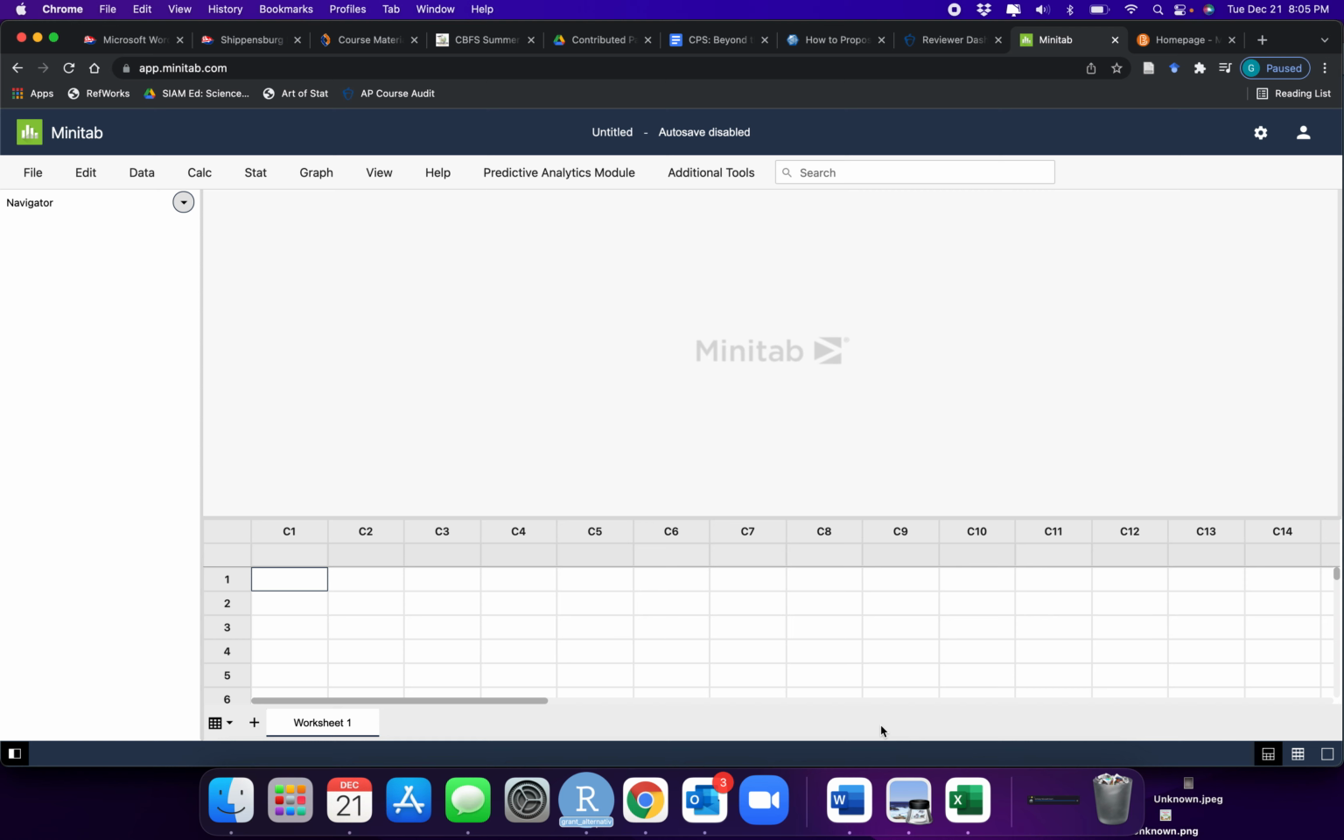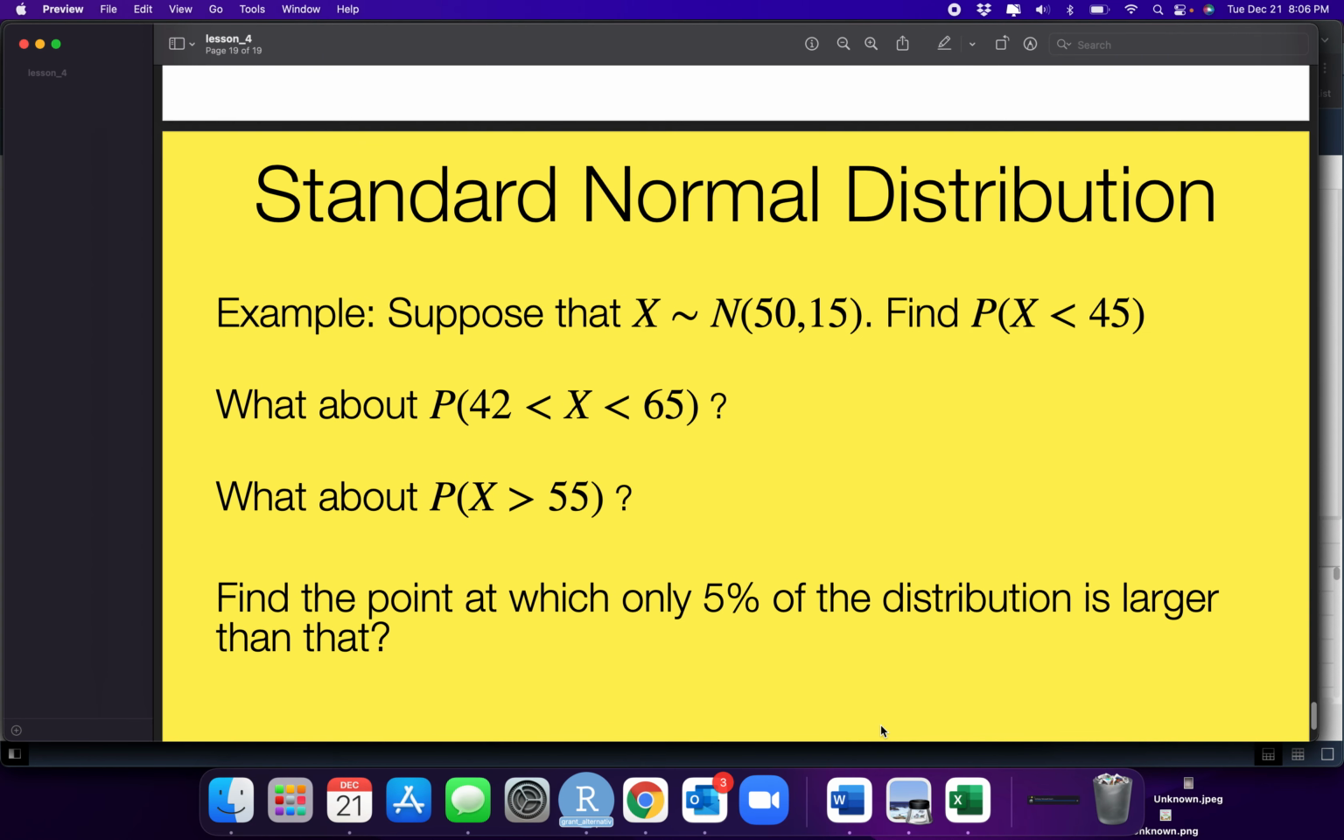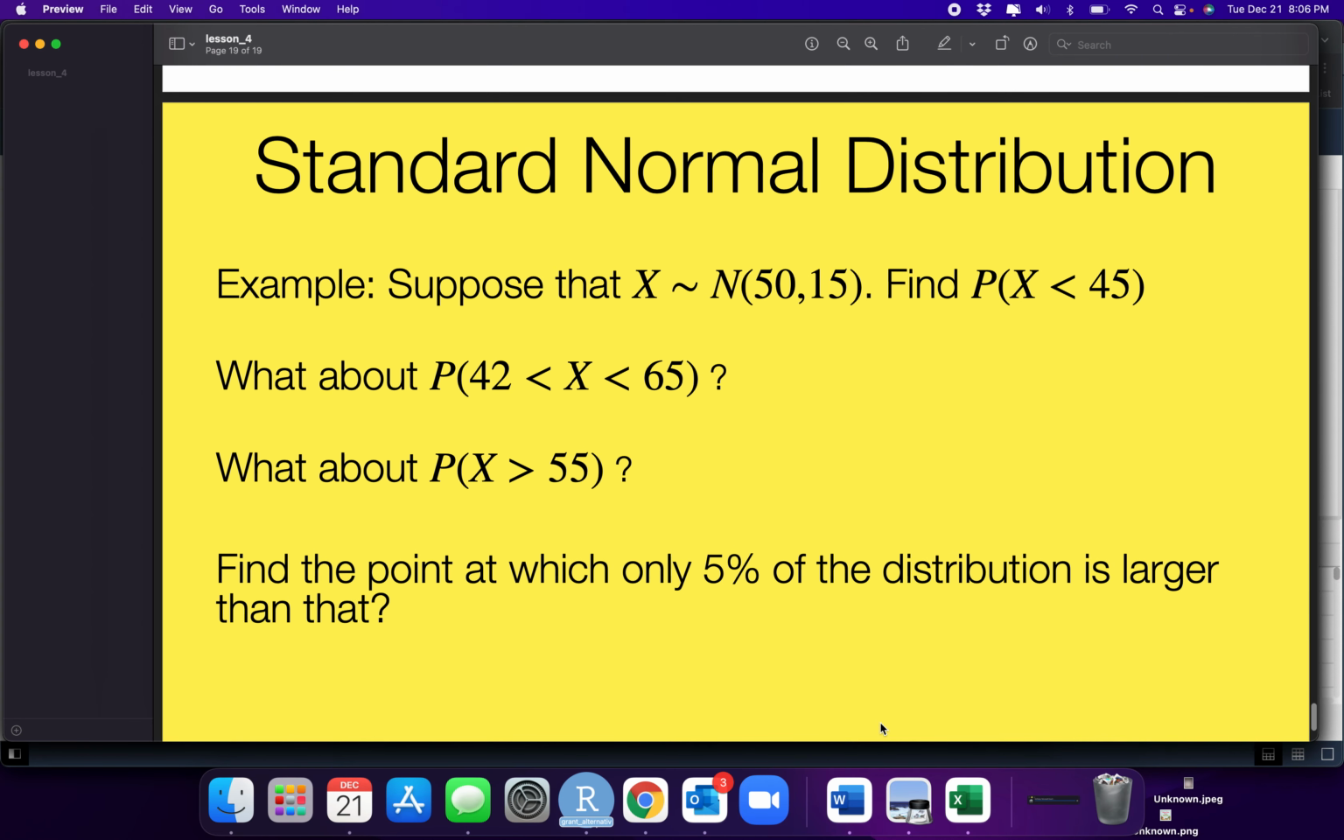Hi everyone, in this video I'm going to show you a few ways of how you can use Minitab to calculate probabilities about normal distributions. As an example, in the lesson 4 slides that should have been in my lesson 4 video, there are a number of different examples, or what I call maybe your turns, about the normal distribution. And here's one of them.